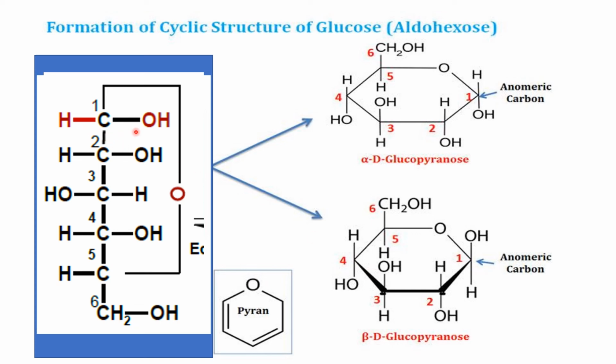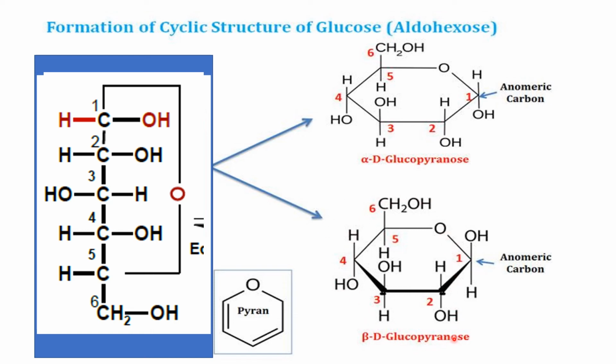We know when it is a beta D glucose, this OH group should be on the left hand side. H should be on the right hand side. All the other configuration remains same. So between alpha D glucose and beta D glucose, that is alpha D glucopyranose and beta D glucopyranose, only difference is the anomeric carbon atom. Here the OH group is below the plane of the ring, while here OH group is above the plane of the ring. All other configuration is same.